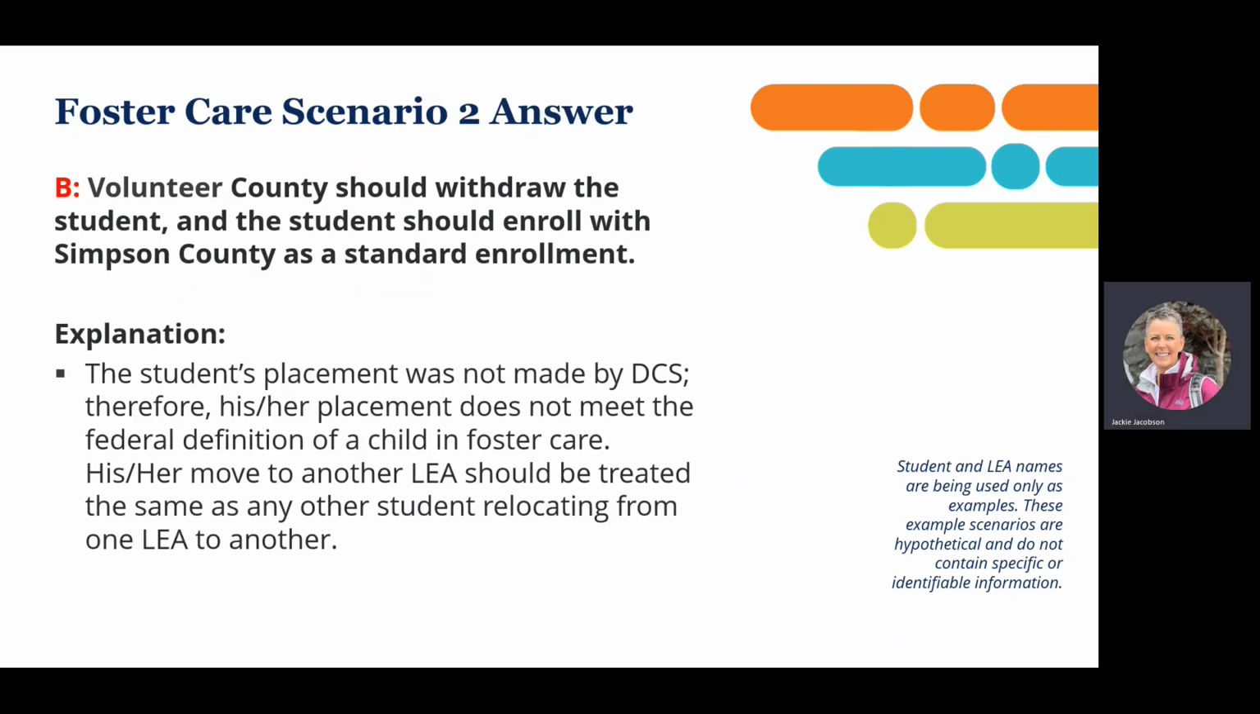The answer is B. Volunteer County should withdraw the student and the student should enroll with Simpson County as a standard enrollment. Why? Because this student's placement was not made by DCS. Therefore, this child will not meet the federal definition of a child in foster care. So his or her move to another LEA is treated the same as any other student relocating from one LEA to another. Hopefully you got 100% on those two scenarios.